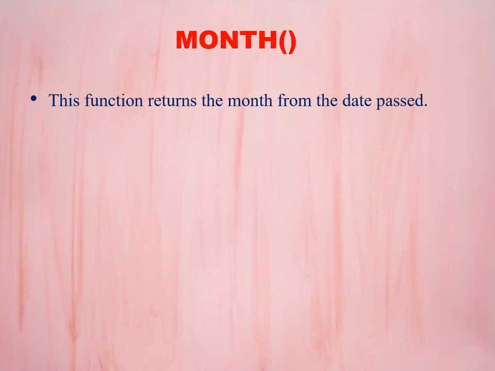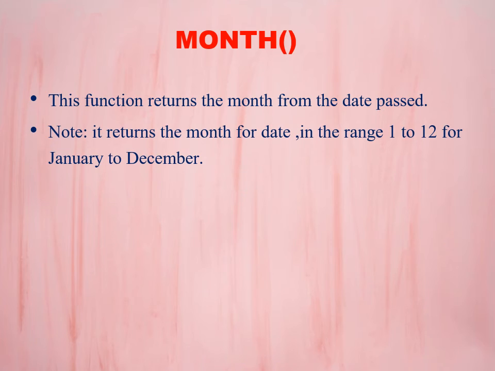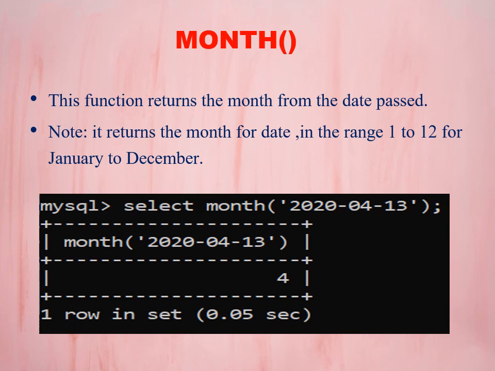Month function. This function returns the month from the date passed. It returns the month for a date in the range 1 to 12, for January to December. So you can see here, if you write the month function, it will show the month from the date. So what is it? Fourth month.